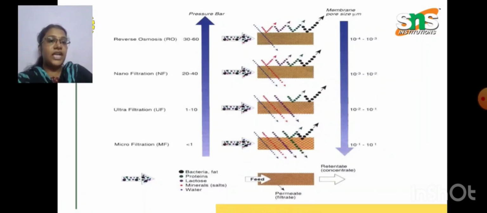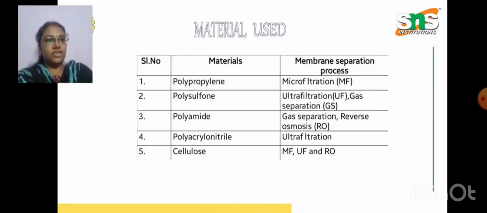ranging from 10 to the power minus 1 to 10 to the power minus 3. So in this itself we can see that there is a greater variation when we consider the bacteria, the fat, the proteins, lactose, minerals and water that is passed through the membrane, where the reverse osmosis process only needs a much smaller membrane pore size when compared to the microfiltration.